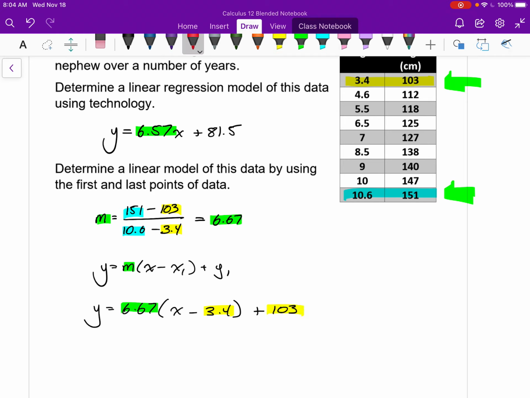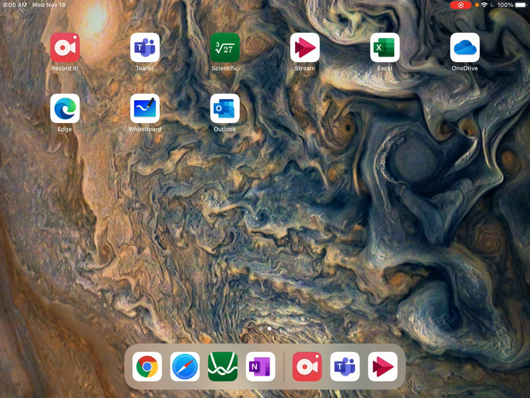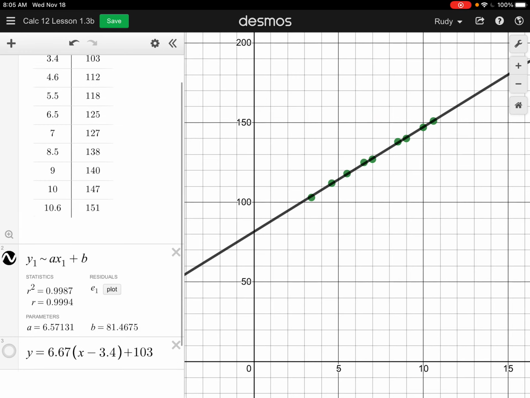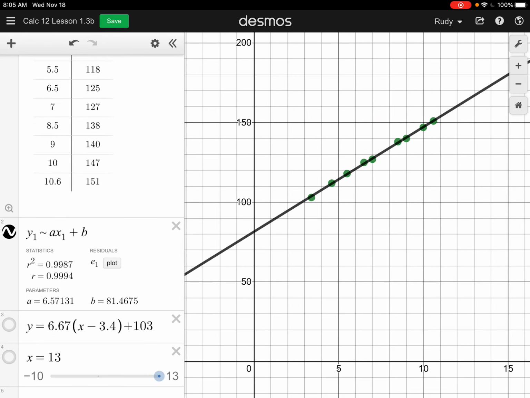Now, again, I could distribute this and collect like terms, but I don't really care, so I'm going to leave it like that. Let me graph this and see how these two compare visually. Here's the equation of the linear model I just made. If I turn that on in red, notice they're pretty good.